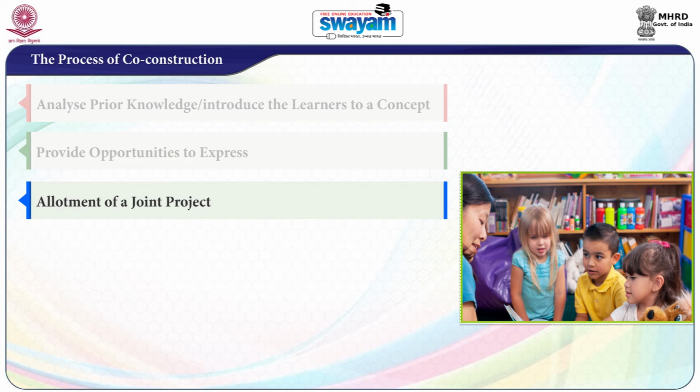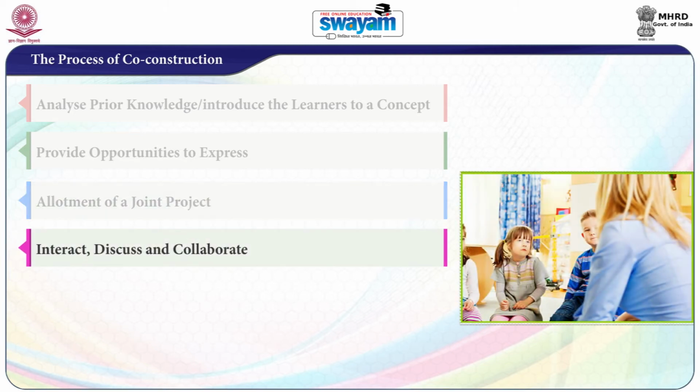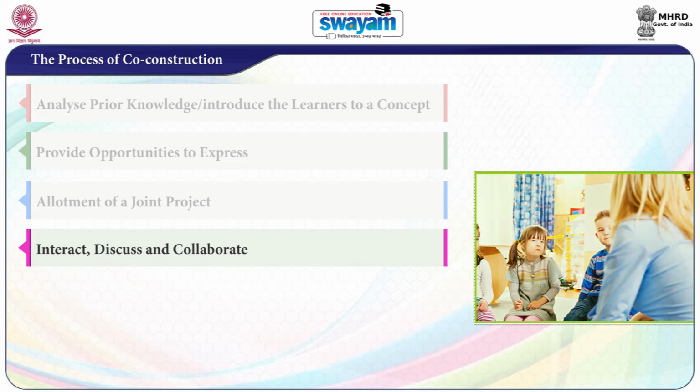Care should be taken to assign a project that is age appropriate and developmentally significant. The fourth step of co-construction is to interact, discuss, and collaborate. The educator should provide opportunities for the child to interact, discuss, and express his or her understanding to his peer group as well as to the educator, and pool resources needed to complete the project.